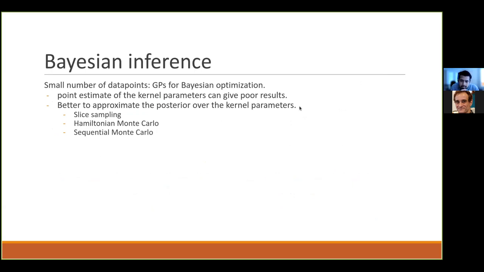Okay, so now we'll look into Bayesian inference. The biggest advantage of using Gaussian processes is for situations where we have a small number of data points. A point estimate of the kernel parameters can give poor results. If we want a point estimate of the kernel parameters, the result of the Gaussian process would be poor. So it's better to approximate the posterior over kernel parameters. So what does that mean?